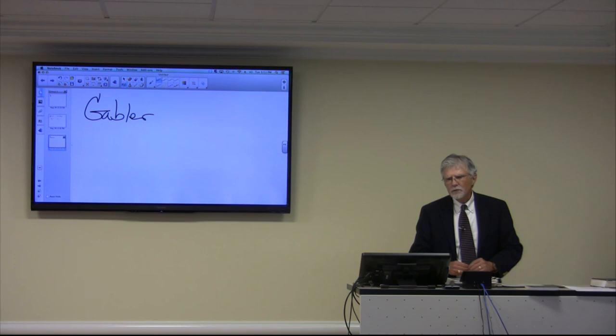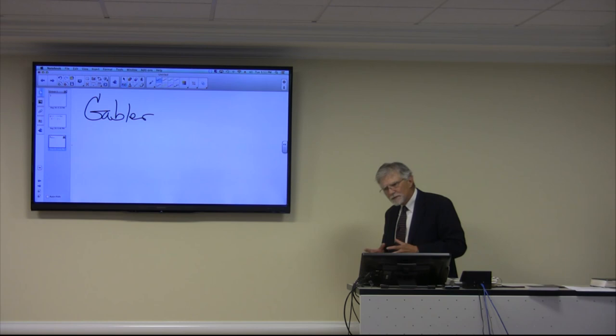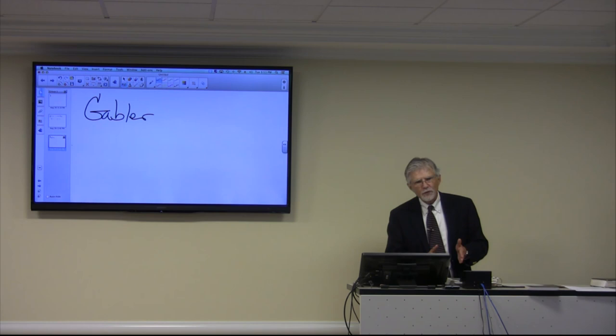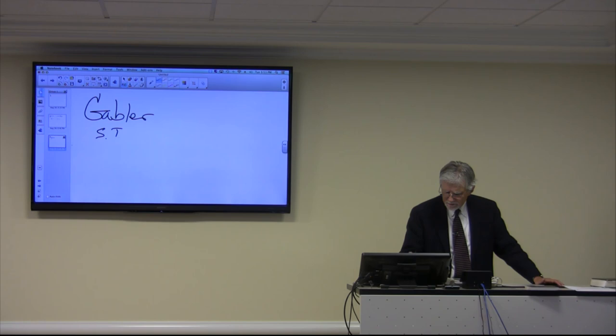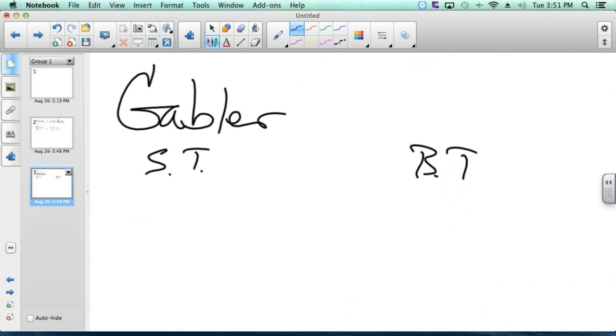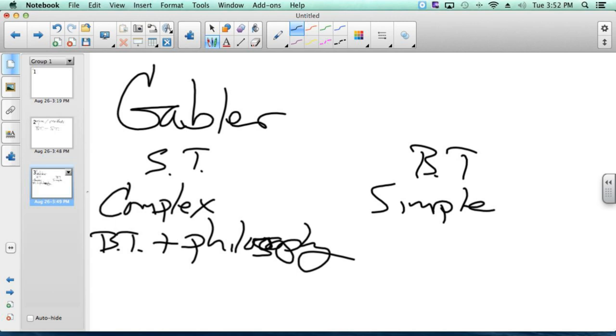Now, that paragraph is most significant in terms of how Gabler is identifying something different about the nature of this discipline that he's calling biblical theology and what we know as systematic theology. Let's make this contrast. So here's systematic and here's biblical theology. On the one hand, he's saying systematic or dogmatic theology deals with complex ideas, whereas biblical theology deals with simple ideas. He says that systematic theology is biblical theology plus philosophy, whereas biblical theology is just the religion of the Bible.